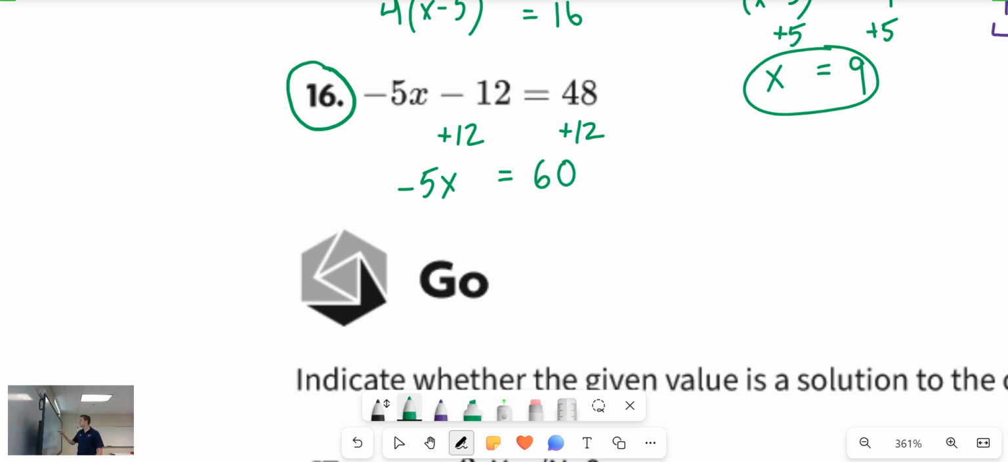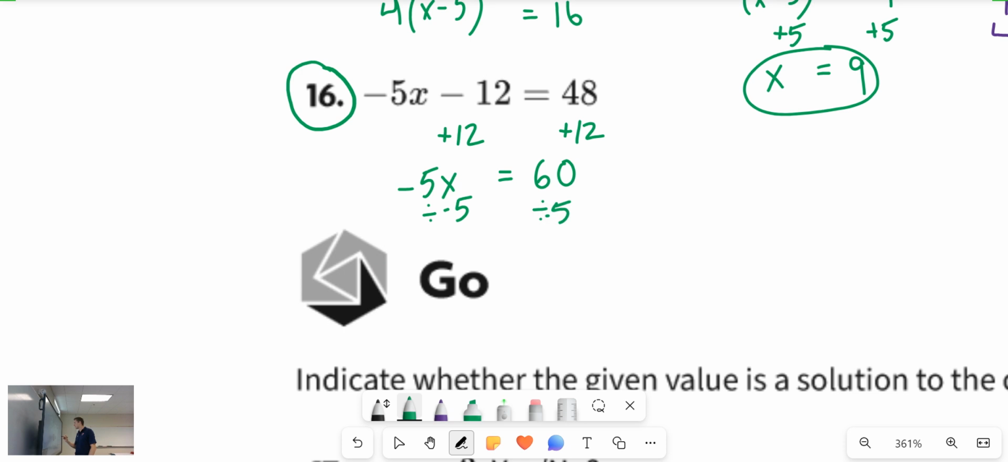And then we have minus 5x equals 60. Well, we have to get rid of the negative 5, which is multiplication. That's multiplication happening, so we divide by negative 5. You can divide by negatives. It's totally fine. So divide by negative 5 on both sides.